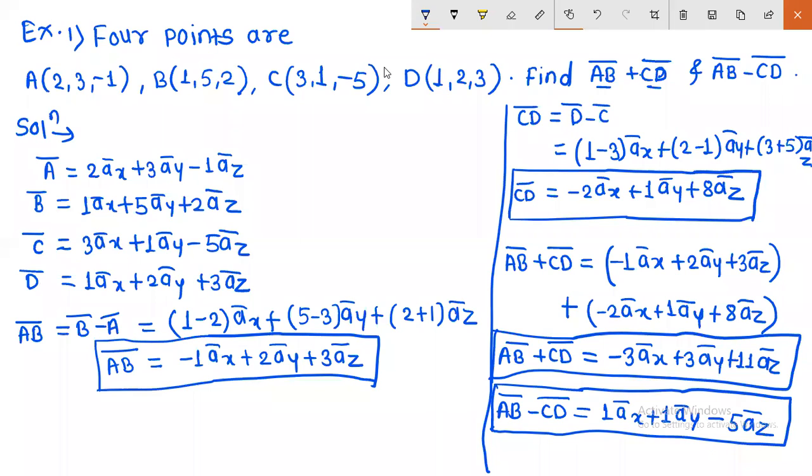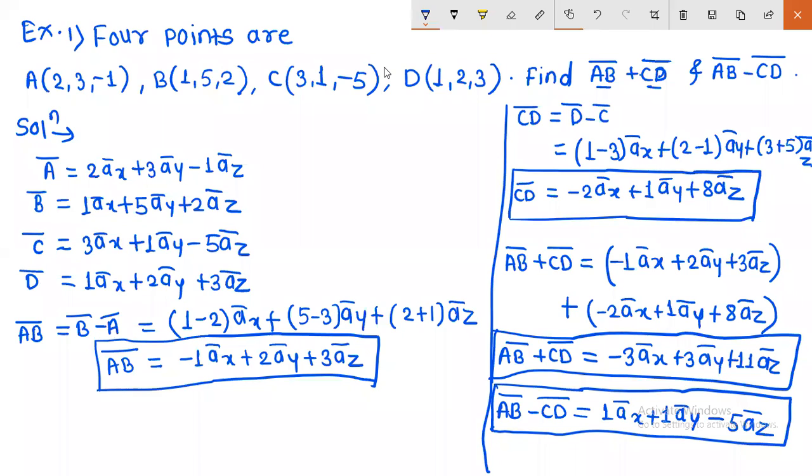So I hope everyone got this. Again, I will explain so that you will understand. Here, the 4 points are given, that is A, B, C, D. We have to find this AB bar plus CD bar and AB bar minus CD bar. Means we have to simply find the addition and subtraction of these two vectors. Now what to do here? 4 points are given having 3 coordinates. So first we have to write all these 4 points in a vector form, that is, we have to write equation for 4 vectors A bar, B bar, C bar and D bar in Cartesian coordinate system.